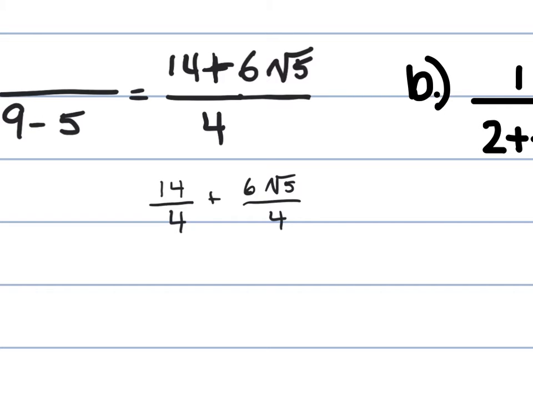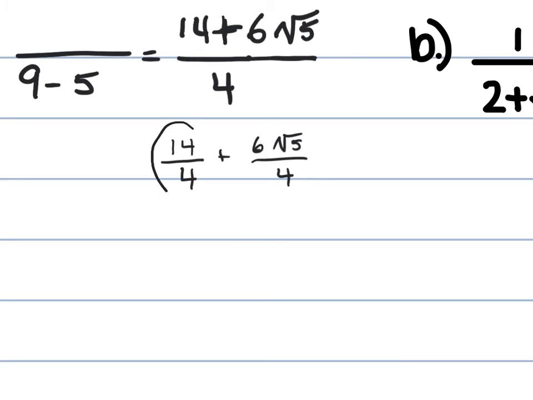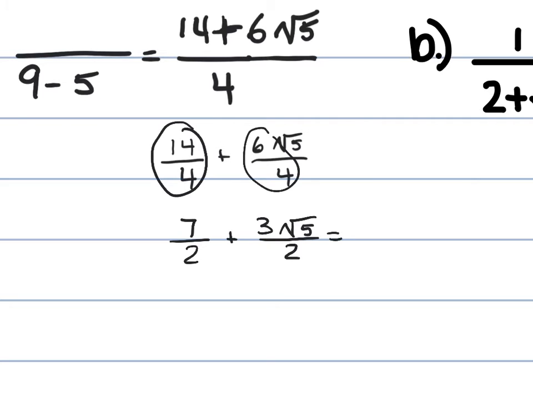14 divided by 4 is going to give me what? 7 halves. And then what does the other one become? 3 square root of 5 over 2. Now let me just put that right back together again. What does that become? 7 plus 3 square root of 5 over 2.